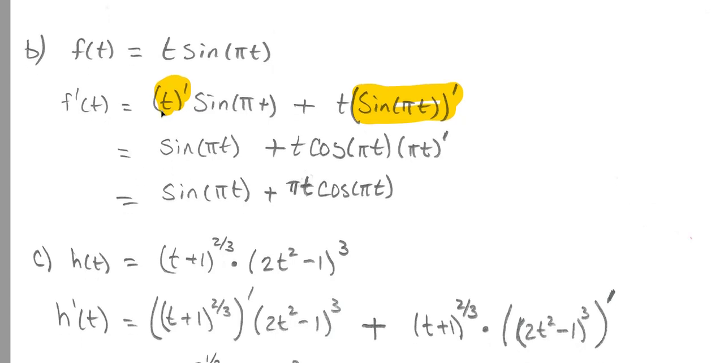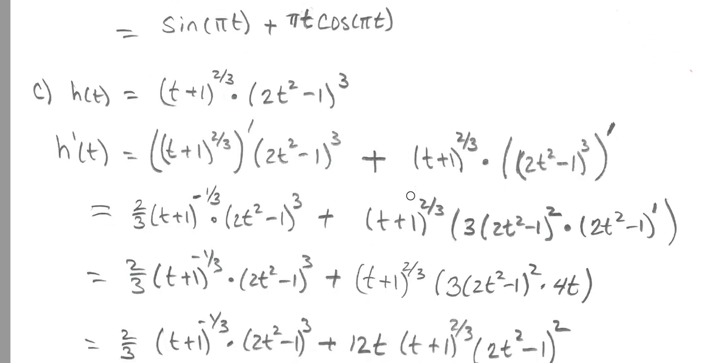When I take the derivative of t, that's just 1, sine pi t, plus t, leaving it alone, taking the derivative of sine pi t, I get cosine pi t times the derivative from the chain rule of pi t. This is still sine of pi t plus, now the derivative of pi t is just equal to pi, so I have pi t times the cosine of pi t.